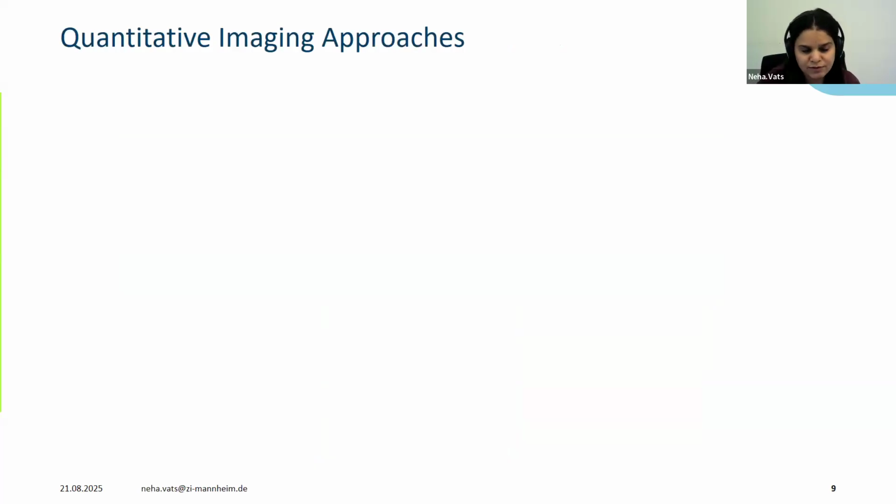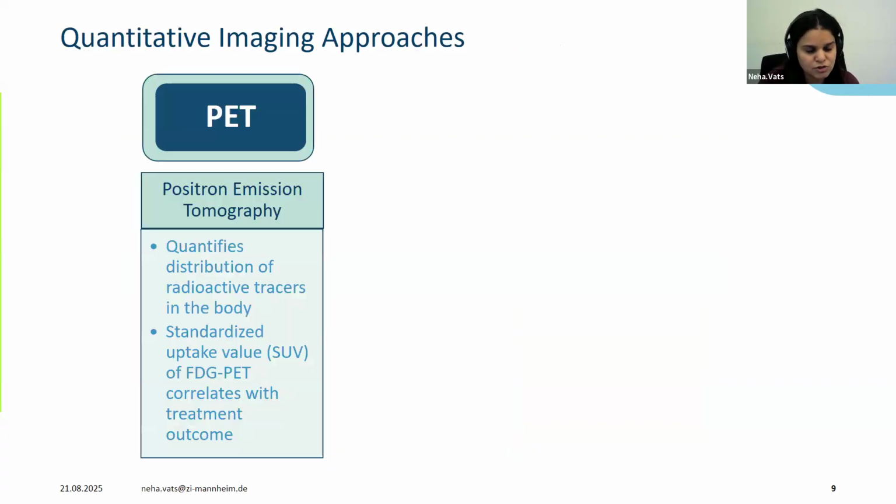There are various quantitative imaging approaches. We will for now focus on three imaging modalities. First is PET, positron emission tomography. As that is not my area, I'll just give a brief overview: it quantifies the distribution of radioactive tracers in the body, and standardized uptake values of PET correlate with the treatment outcome.